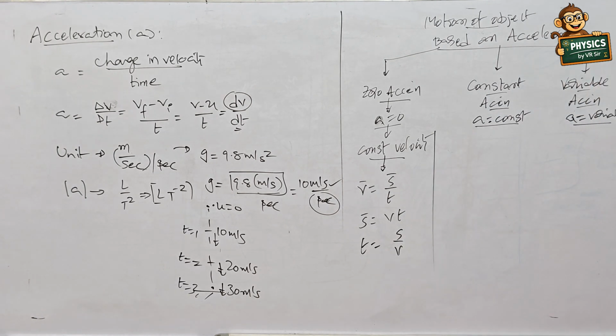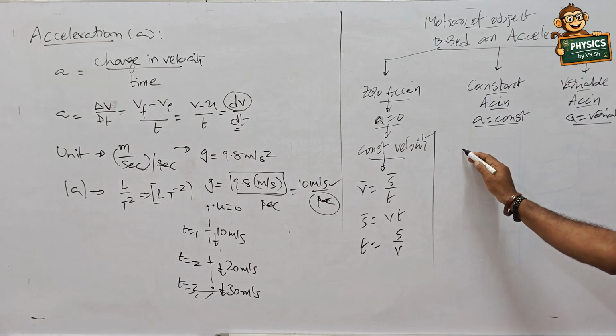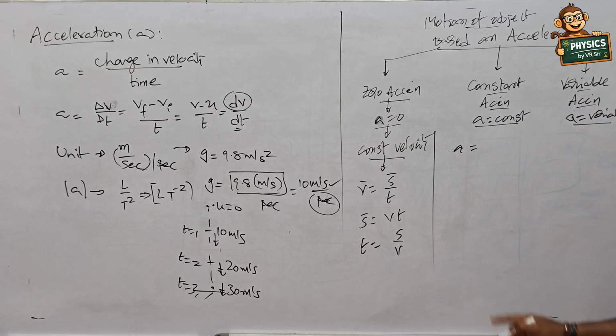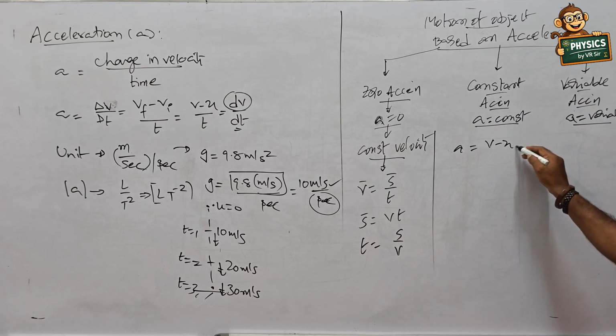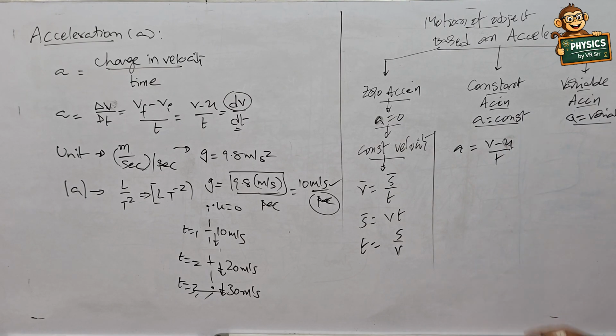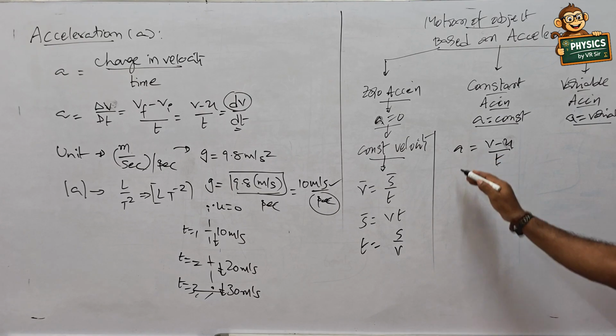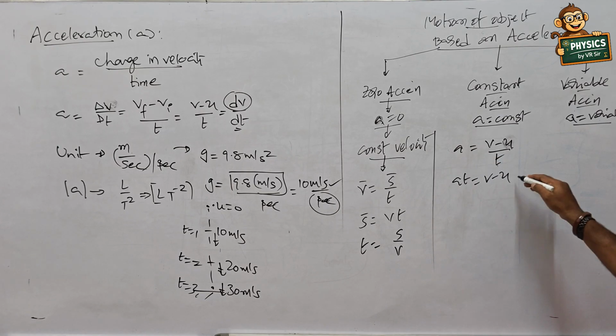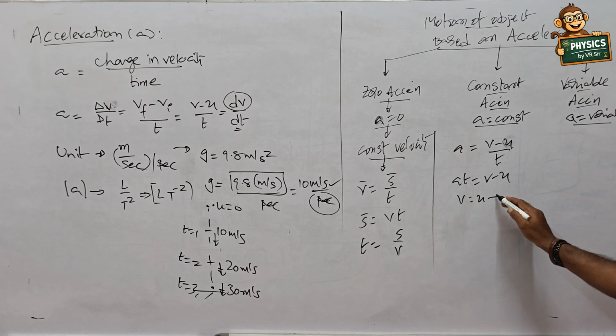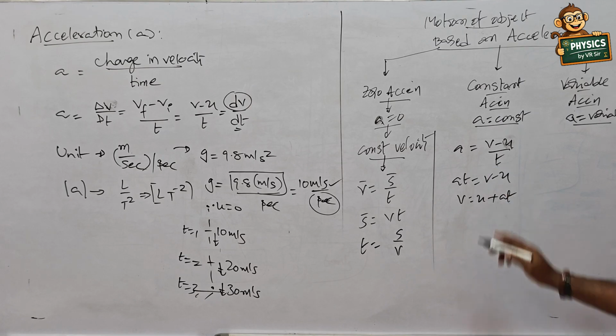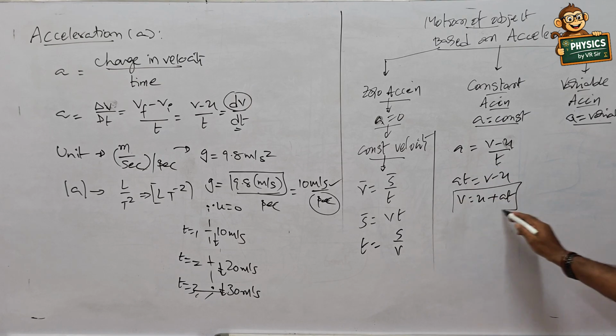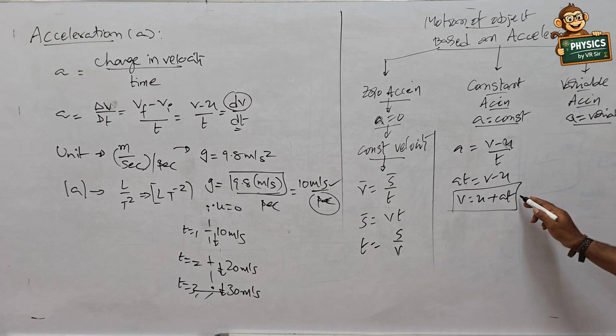Now, coming back to constant acceleration. You define constant acceleration as change in velocity upon time. How do you calculate? At is equivalent to v minus u. Bring u to the left side and at to the right side, so v is equivalent to u plus at. This is also called the first equation of motion in kinematics.